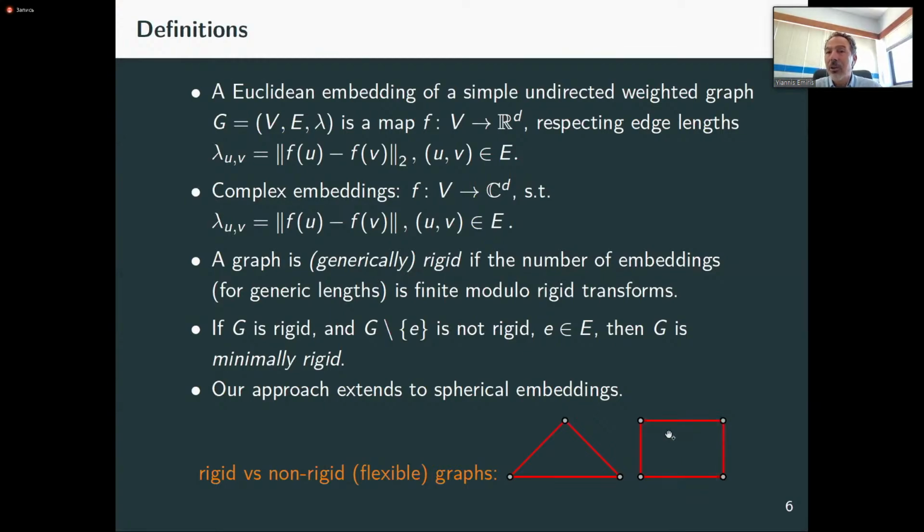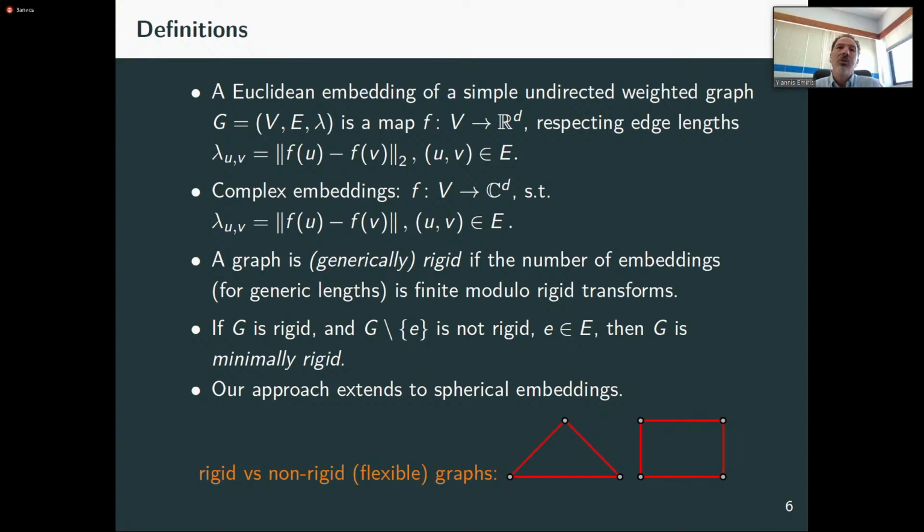To make the quadrangle, the parallelogram, let's say, rigid, I would need to add a diagonal constraint. I would need to add an edge with specified length that would split the parallelogram into two triangles. And then it would have a finite number of embeddings. A finite number of embeddings for the first triangle, and then the second triangle, again, it has a finite number of embeddings, modulo rotations and translations.